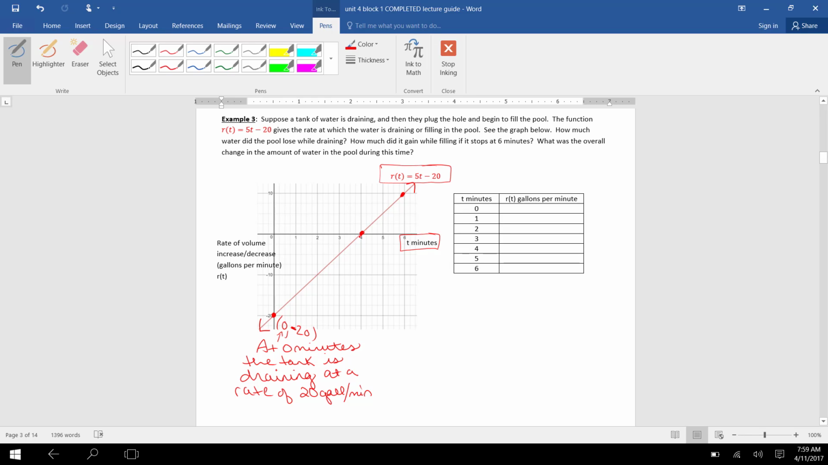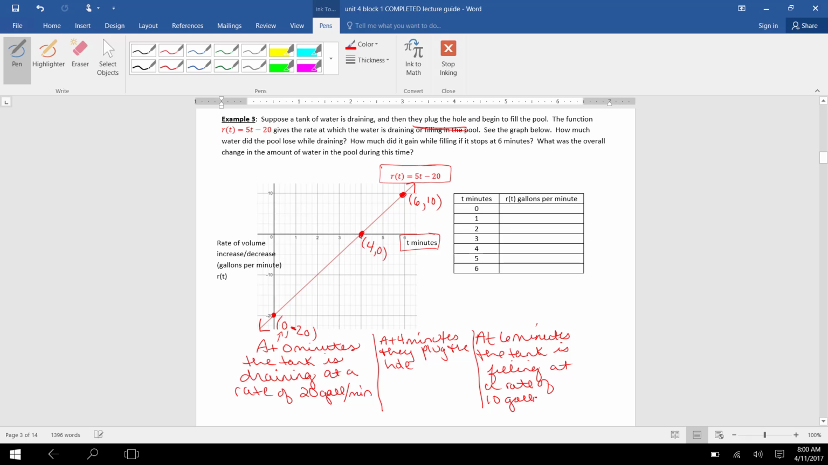Next, let's look at this x-intercept. It's at (4, 0). That would mean at exactly 4 minutes, the tank is neither draining nor filling. So that seems to be the instant when they plug the hole. And I'm also going to go ahead and look at 6. When you plug in 6 into the function, you'll have 5 times 6, which is 30, minus 20, so you'll get 10. So the point is (6, 10). Now this is positive 10, meaning the tank is filling at that time, where the tank is gaining 10 gallons per minute at that instant.